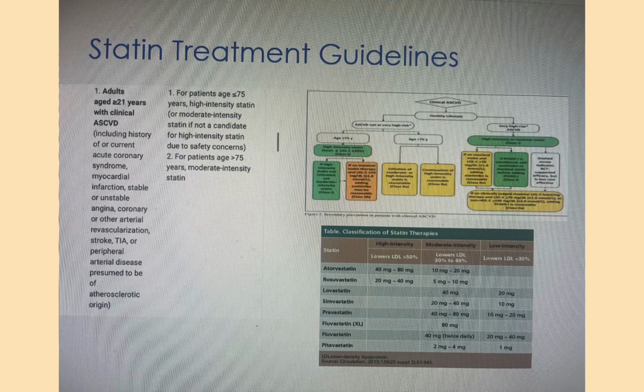In these patients, the recommendation is high intensity statin, again atorvastatin and rosuvastatin. I already discussed the dose, and if on maximal statin the LDL is still greater than 70, they are recommending adding ezetimibe, and still if the goal is not reached, they are recommending to add PCSK9 inhibitors, remember the two of them, Repatha and Praluent, to achieve the LDL goal of less than 70 and non-HDL less than 100.